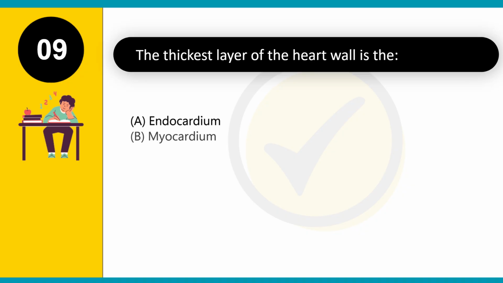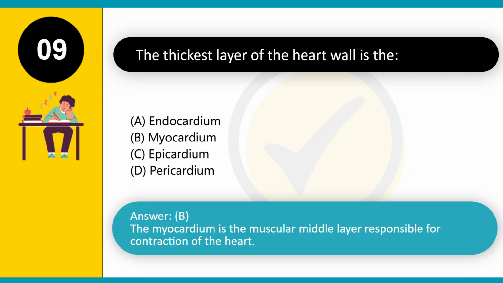The thickest layer of the heart wall is the A. Endocardium. B. Myocardium. C. Epicardium. D. Pericardium. Answer, B. The myocardium is the muscular middle layer responsible for contraction of the heart.